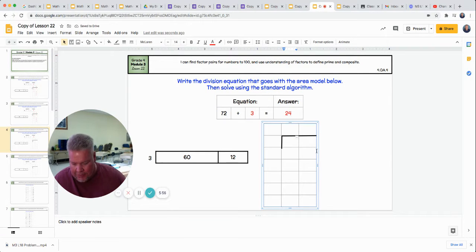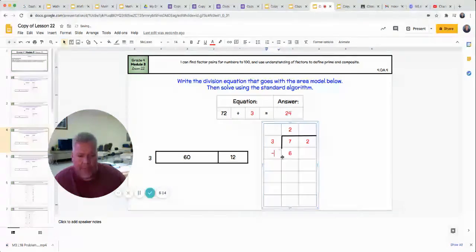Let's write it over here under our long division box. 72 divided by 3. How many 3s are in 7? There are 2. 2 times 3 is 6. 7 minus 6 is 1. Bring down that 2. Okay, and I'm left with 12.